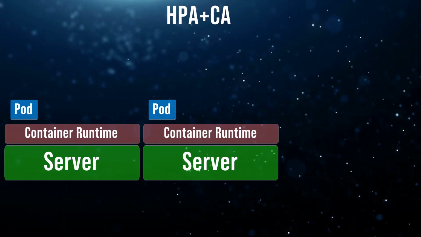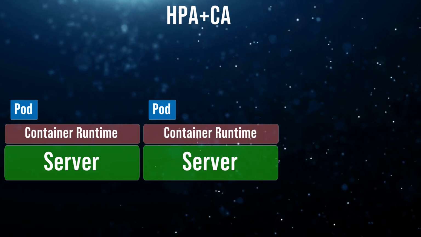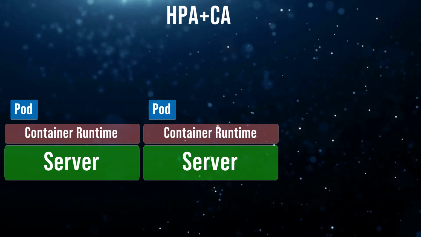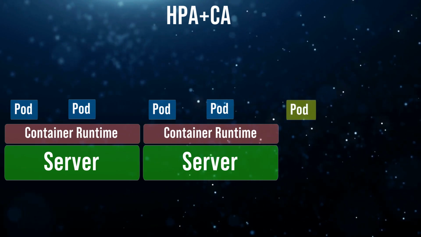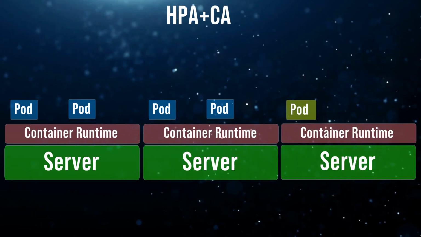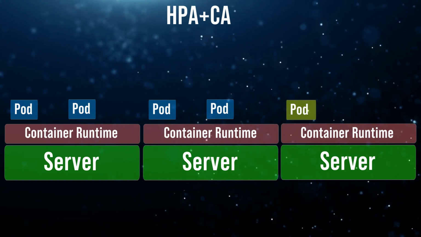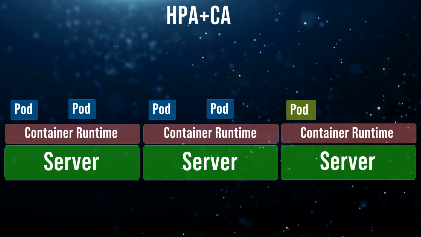We can use both CA and HPA. Let's suppose we have a sudden spike in traffic. HPA will scale out the number of pods to handle the increased load. If the current nodes are fully utilized and no more pods can be scheduled, the CA will recognize this and add more nodes to the cluster. This combination ensures that your workloads can scale out to meet demand and that there are sufficient nodes in the cluster for those workloads to run.